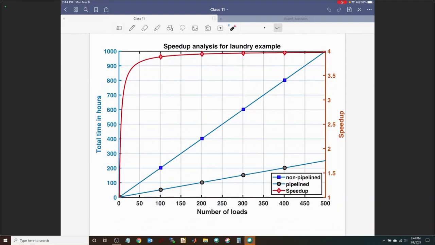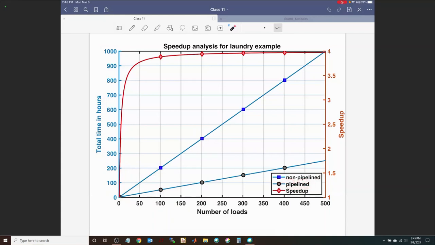So what I did was, on the x-axis, I have the number of loads, right? In our laundry example, we had A, B, C, and D. So people were doing 4 loads. But what if I increase that to 100 loads or 200 loads all the way to 500 loads? What would the time taken look like for the non-pipelined version or the sequential version versus the pipelined version? So I have 2 blue lines corresponding to this particular y-axis, which monitors the total time in hours. So if you have, say, 100 loads, then you are taking about 200 hours in the non-pipelined scheme. But for the same 100 loads, you are simply taking about 50 hours in the pipelined version.